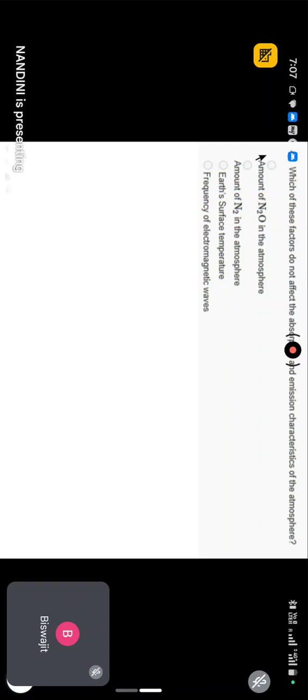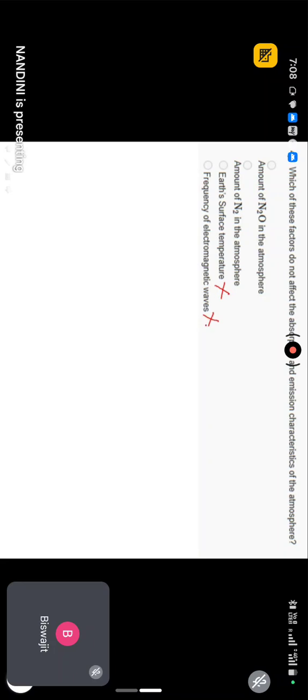Okay, so let's go through each of them. Earth's surface temperature, does it actually matter? Does it influence the emission? Yes. So Earth's surface temperature does affect it, right? So this is wrong. And the frequency of electromagnetic waves, does this basically affect the absorption and emission characteristics of the atmosphere? Does it matter which wavelength is actually passing through the atmosphere? Yes, because it is transparent to the incoming solar radiation and it only absorbs the outgoing longwave radiation. So these two are not the answers.